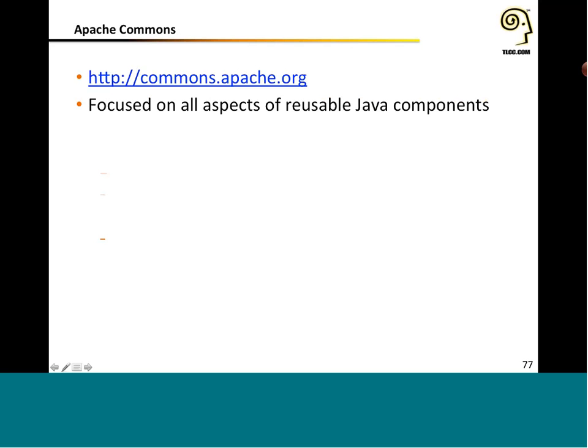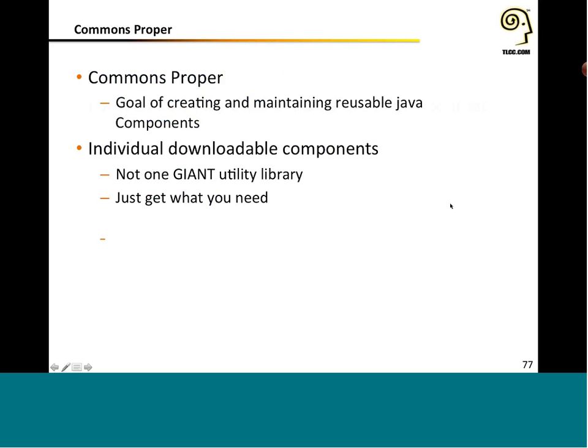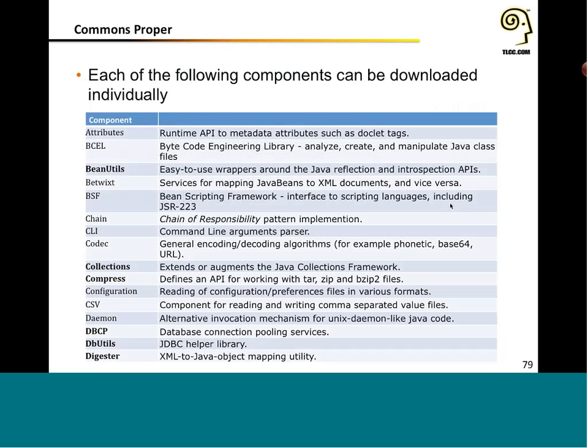Commons is focused on all aspects of usable Java components. So Commons is not one mondo library, but it is made up of individual utility libraries. I've included that in the slides here more just for your reference. If you go down and look through these, it's kind of a shopping cart of the things that I might want to make easier for myself.